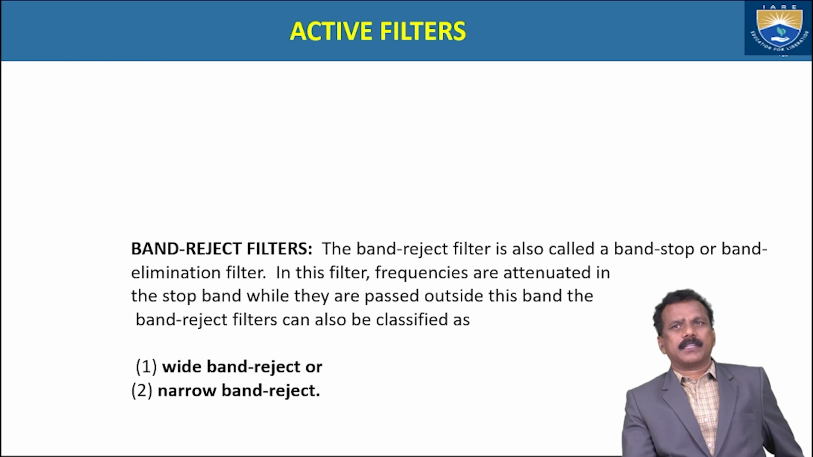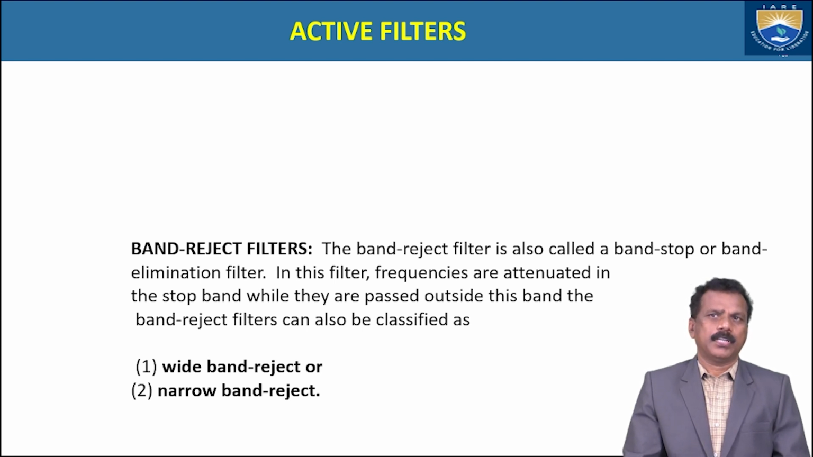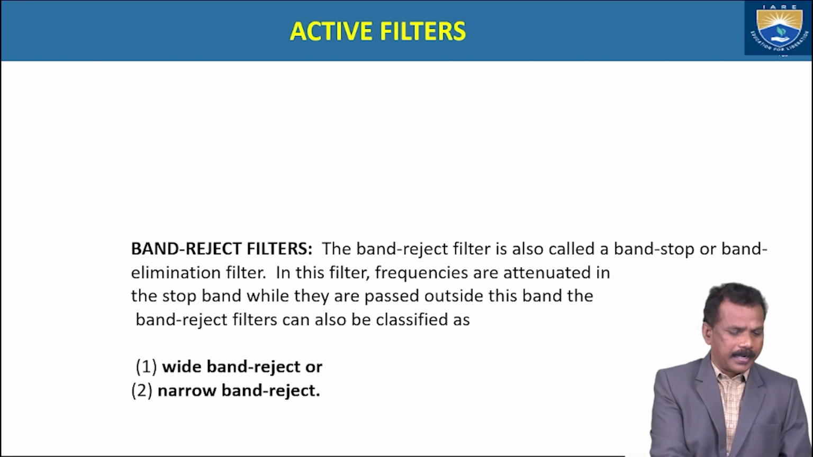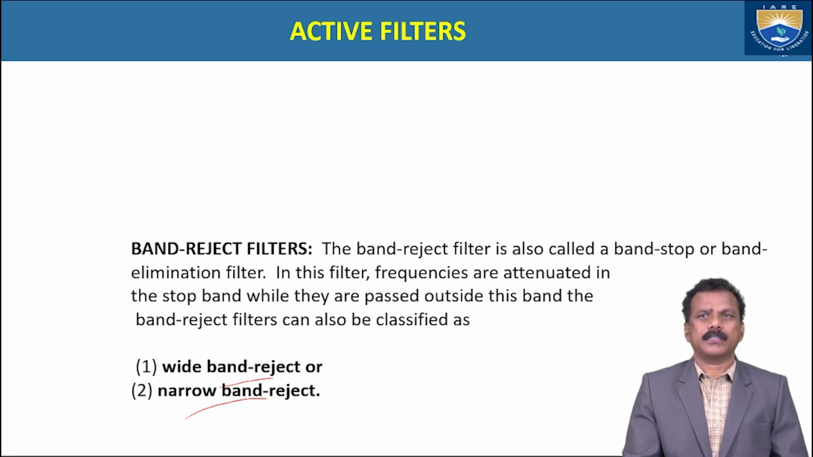Next, coming to the band rejection filter. The band rejection filter is also called a band stop or band elimination filter. In this filter, frequencies are attenuated in the stop band while they are passed outside this band. The band reject filter can also be classified as wideband rejection or narrowband rejection, based on the band.